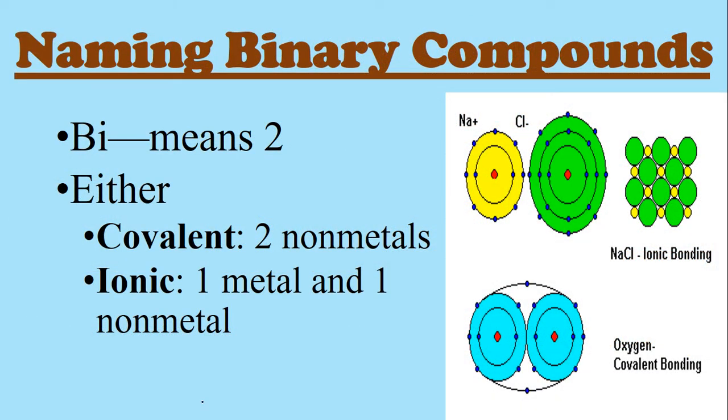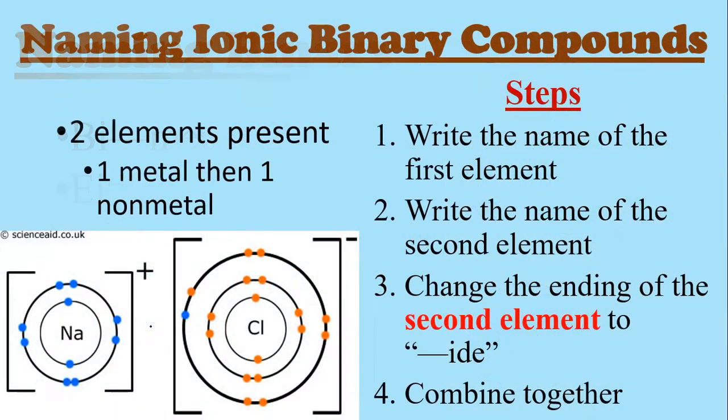So naming binary compounds, what does that mean? What does binary mean? Well, if you look at the word binary, you have this prefix bi. Bi means two. So it's two elements, only two element symbols. Now, when you're naming binary compounds, they could be covalent, which means two nonmetals, or ionic, which means one metal and one nonmetal. For this video, we're going to just name the ones that are ionic. That means that there's going to be one metal and one nonmetal.